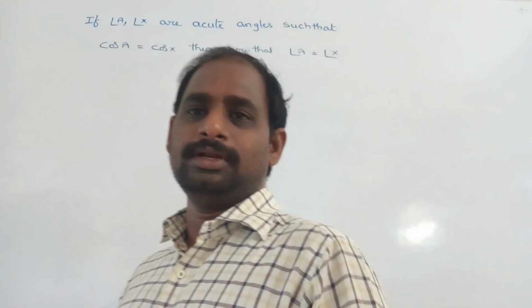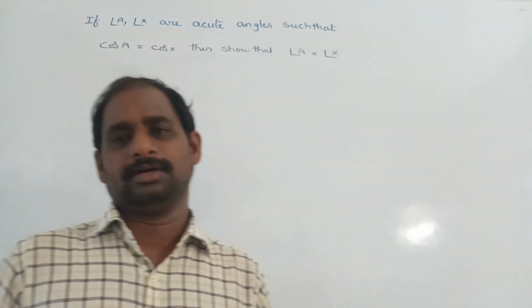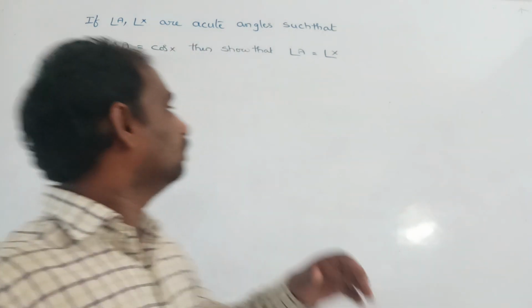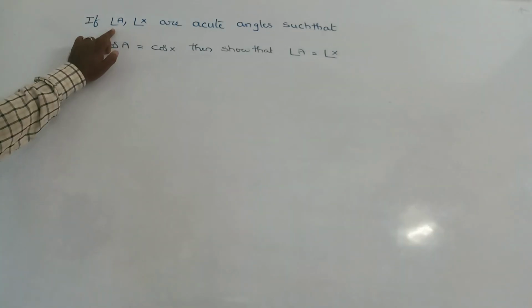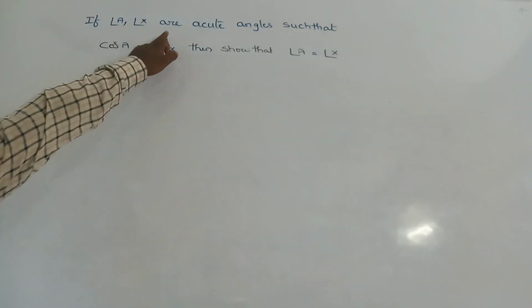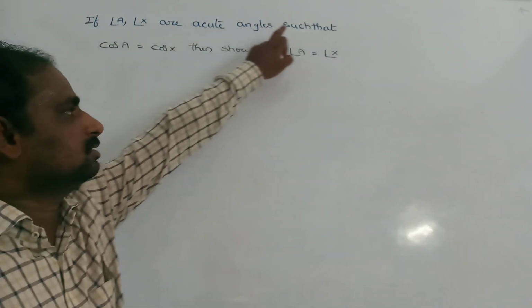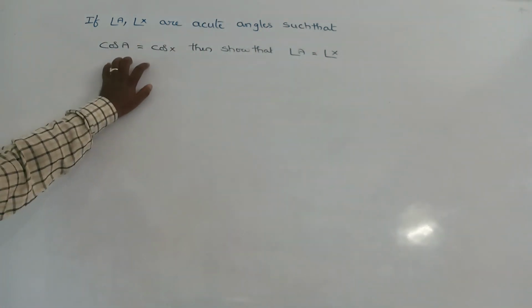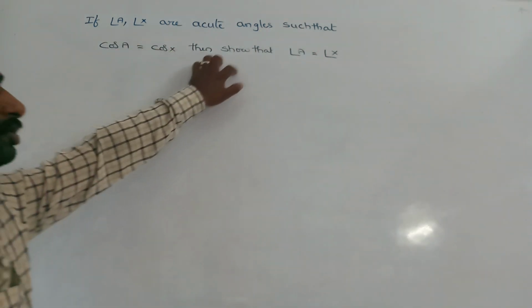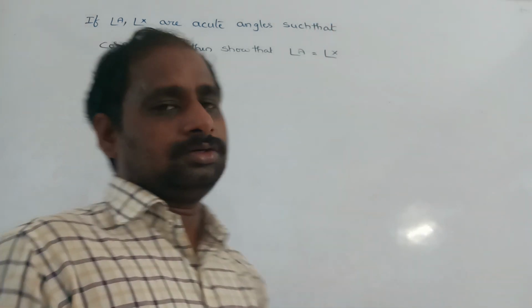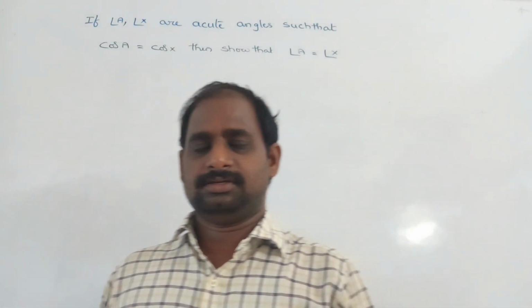Today we are going to learn another problem from trigonometry. If angle A and angle X are acute angles such that cos A is equal to cos X, then show that angle A is equal to angle X.